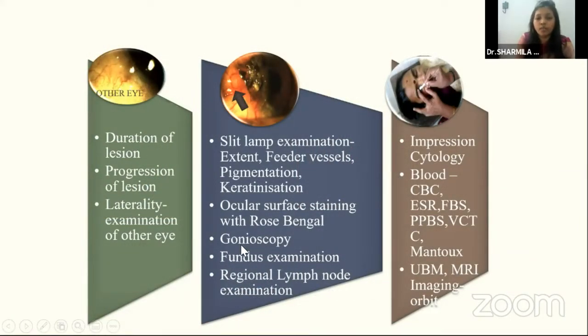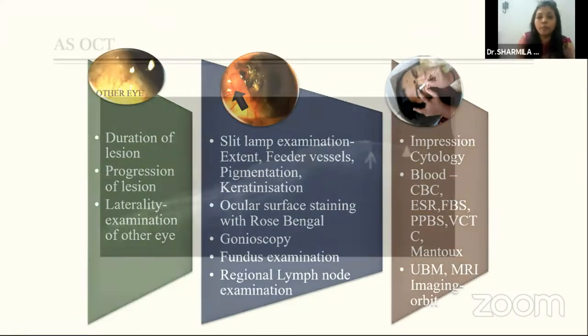Among certain pearls that I would like to stress upon is you have to delineate the lesion with rose bengal, gonioscopy has to be done, and regional lymph node examination has to be done because 15% of cases can have a local recurrence and they can have a lymph node metastasis. Imaging has to be done for these cases along with the systemic workup.